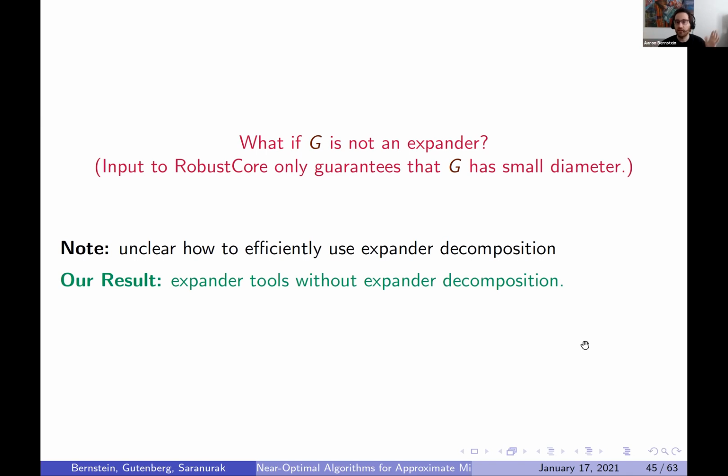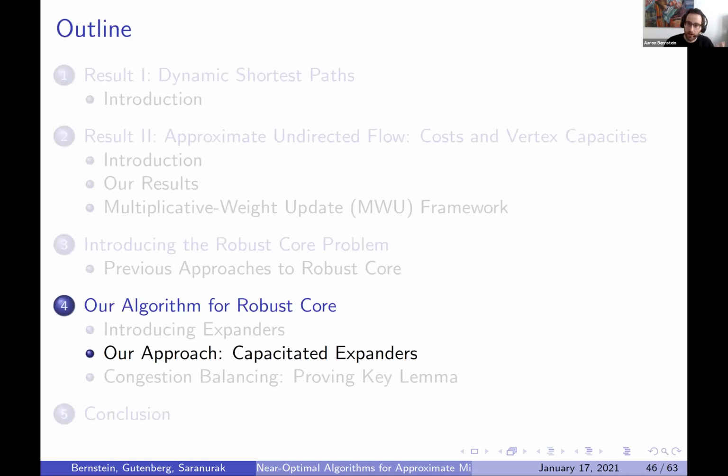But for various reasons I can talk about if you ask after, it's very unclear how to use expander decomposition for this problem. So the kind of cool thing about our result is we don't need to decompose the graph into expanders. We're actually able to use expander tools on a graph that doesn't originally look like an expander, but we basically show how to turn it into an expander. Okay, so now we can talk about the main tool that we use.